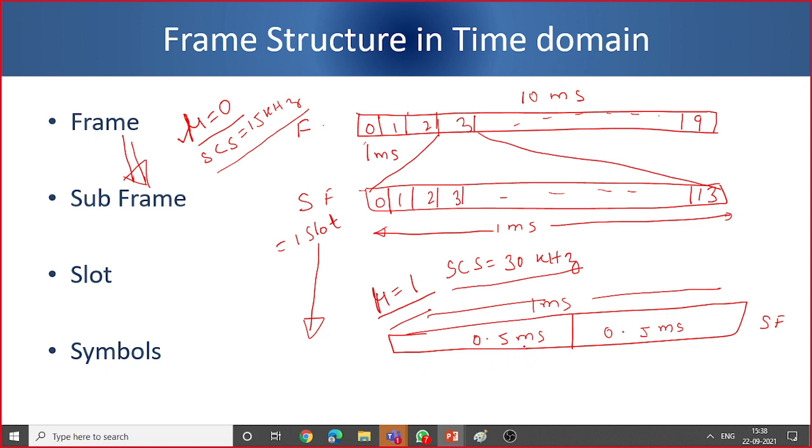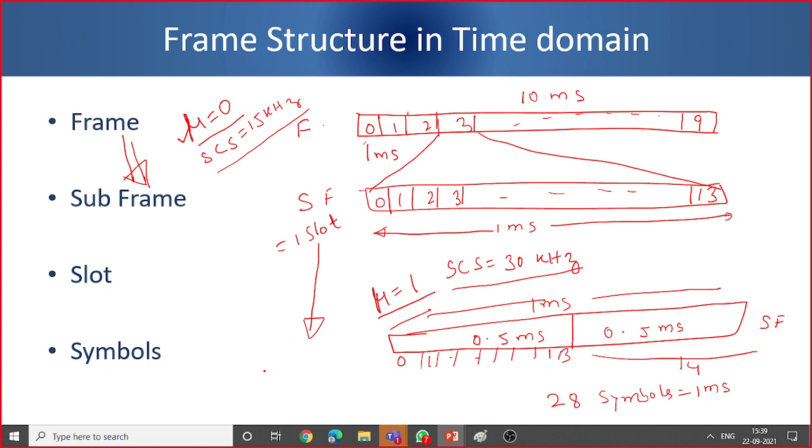So within 0.5 millisecond, I'll be able to pack 14 symbols, from 0, 1 up to 13. And again here 14. So now I have 14 plus 14, 28 symbols in 1 millisecond, in 1 millisecond or one subframe. So here I have 2 time slots of 0.5 millisecond.